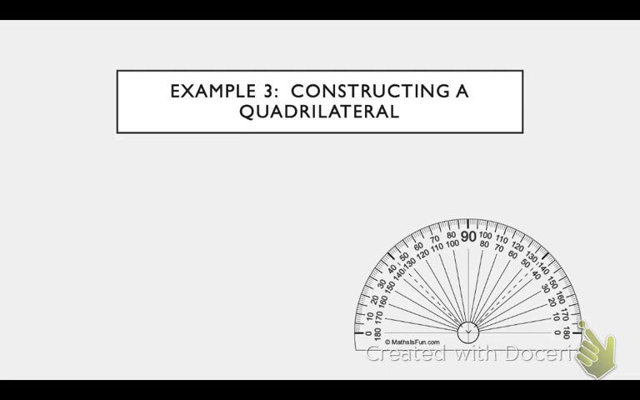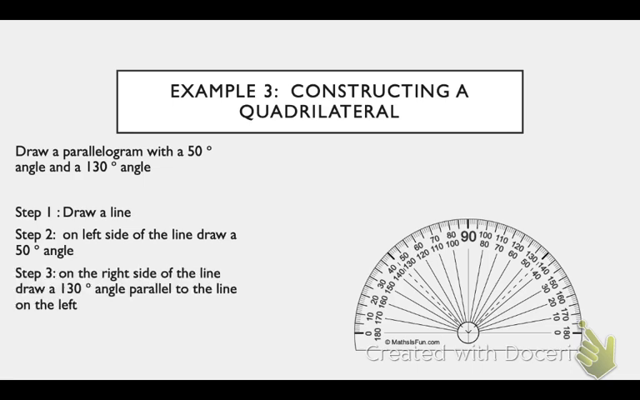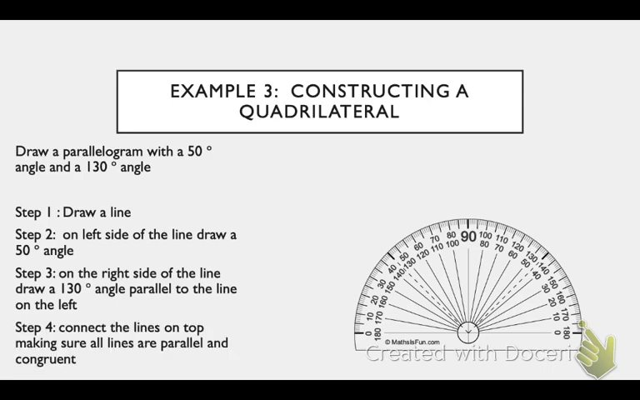Okay, now the fun part, we're going to make some quadrilaterals. So write this down in your notebook. I want to draw a parallelogram with a 50-degree angle and a 130-degree angle. So just like with triangles, we're going to follow our procedure. So I'm going to draw my line. On the left side, I'm going to draw a 50-degree angle. On the right side, a 130-degree angle parallel to the line on the left. Then I'm going to connect the lines on top, making sure all lines are parallel and congruent.